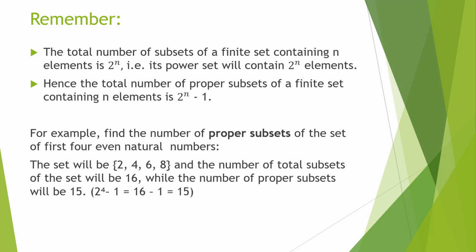Now for example, find the number of proper subsets of the set of the first 4 even natural numbers. The first 4 even natural numbers are 2, 4, 6, 8. How many subsets will it have? It will have 2 raised to 4, which means 16 subsets. But you want the proper subsets, so from those subsets, we take out the set itself, 2, 4, 6, 8. So it is 2 raised to n minus 1, or 16 minus 1, which is 15. So the set 2, 4, 6, 8 will have 15 proper subsets.